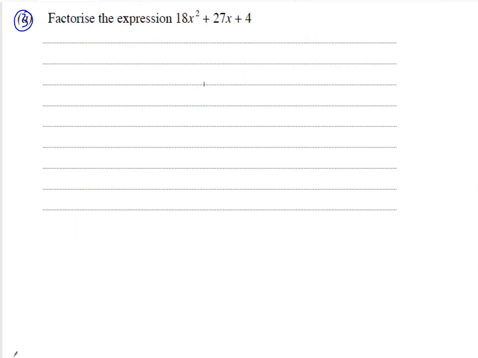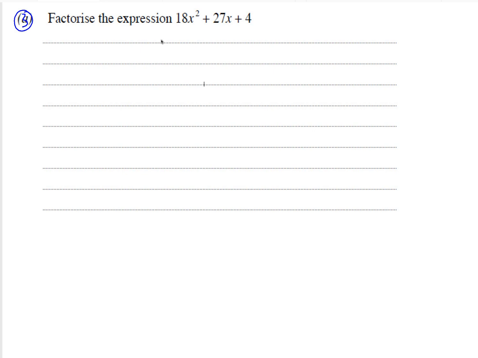Okay, let's look at this third example. So we're asked to factorise the expression 18x squared plus 27x plus 4. Again, it's a trinomial, and notice that the coefficient of x squared is greater than 1. So we need to use this harder quadratics factorising method. Okay, this has come up in a unit 1. Okay, so you're not allowed to calculate it for this question.